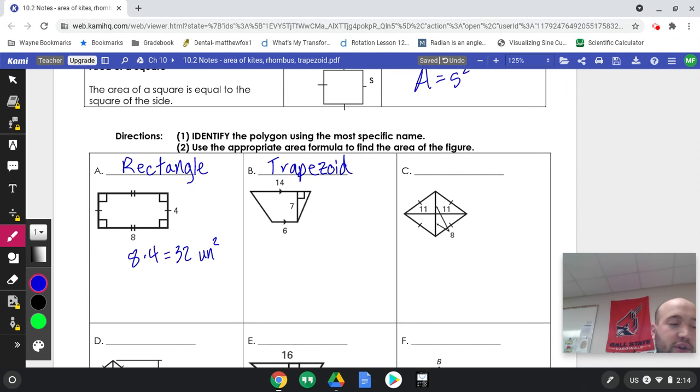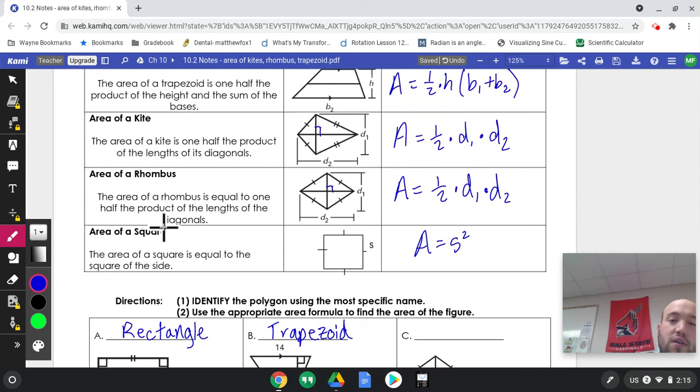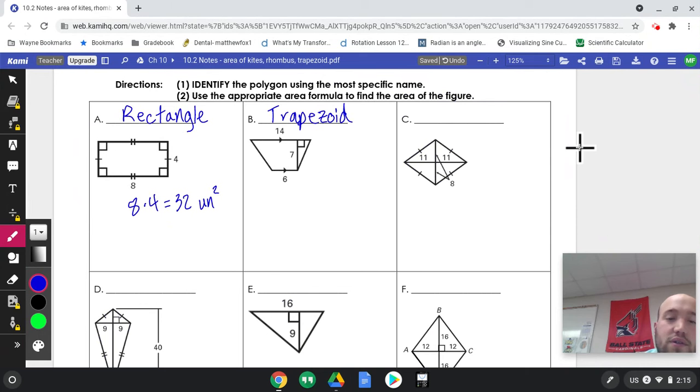So we found our formula up here: 1/2 times height times base 1 plus base 2. So 1/2 times 7 times base 1 and base 2. It doesn't matter which one's base 1, which one's base 2, as long as you add them together.